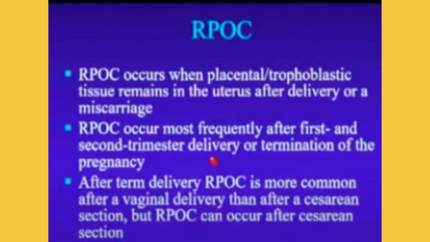But we should also know a few facts. RPOC occurs when the placental or trophoblastic tissue remains in the uterus after delivery or a miscarriage. RPOC occurs most frequently after first and second trimester delivery or termination of the pregnancy. And after term delivery, RPOC is more common after a vaginal delivery than after a cesarean section, though it is not so uncommon. We still see it in our practice.